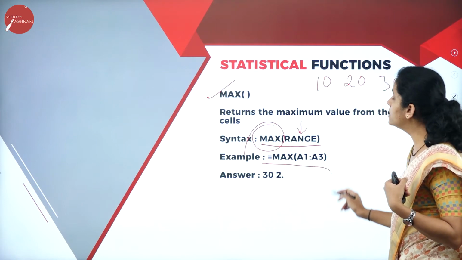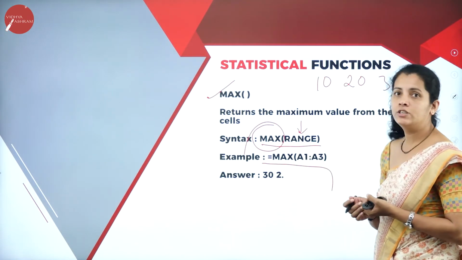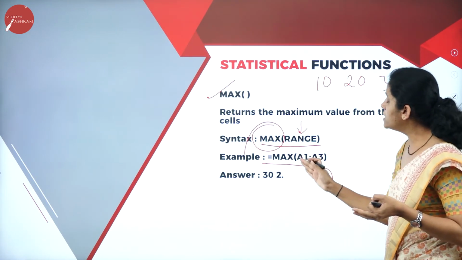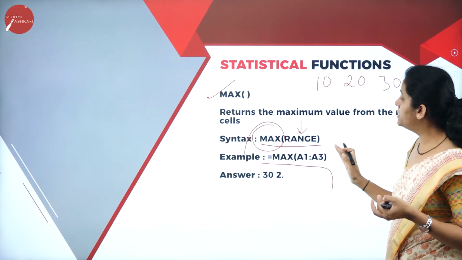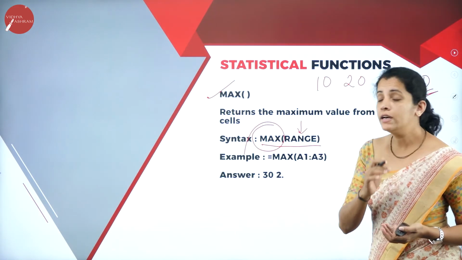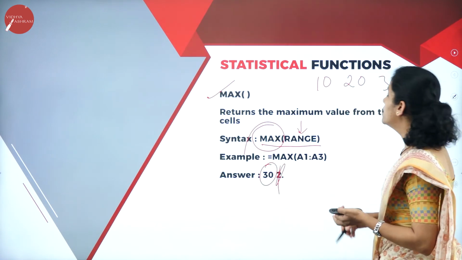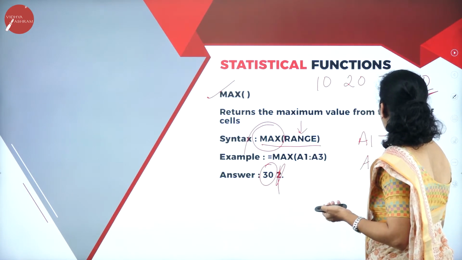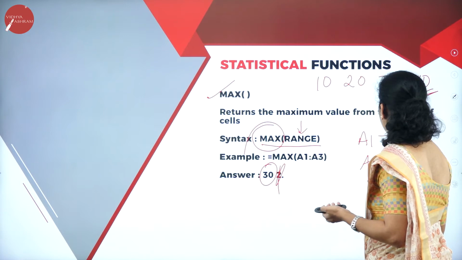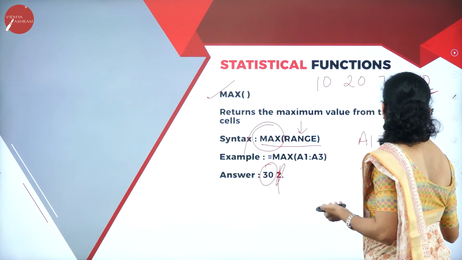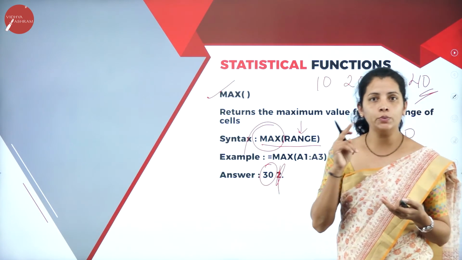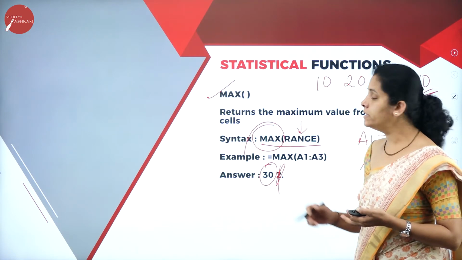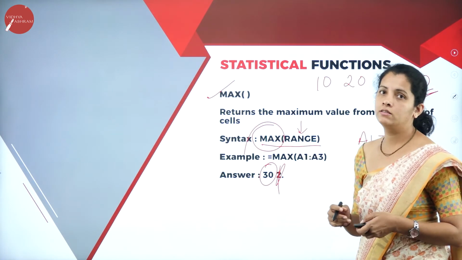So consider this example. Here I have the max function and I'm going to specify the range, that is, start from the first cell to cell 3 and display the largest number. And here the answer is 30 because cell A1 holds 10, cell A2 holds 20 and cell A3 holds 30. If I consider 10, 20 and 30, what is the greater number I'm going to have? That is nothing but the 30, and this function returns 30.